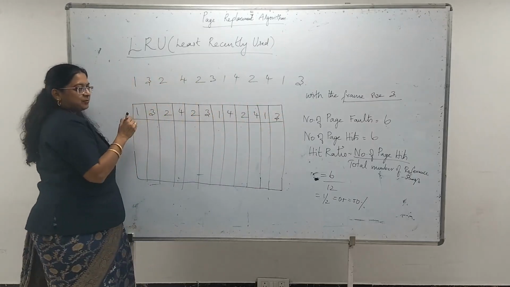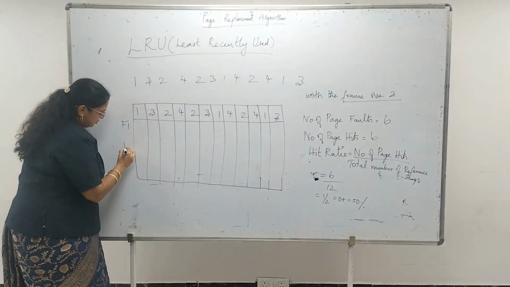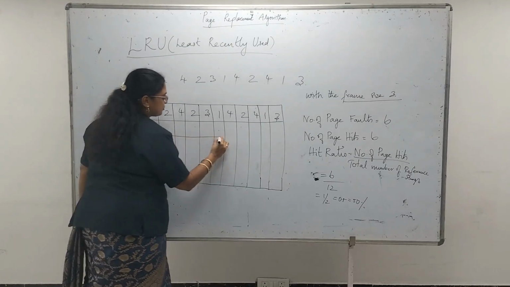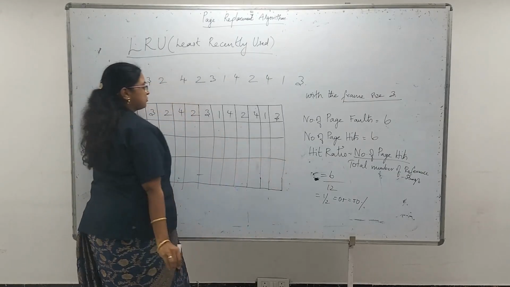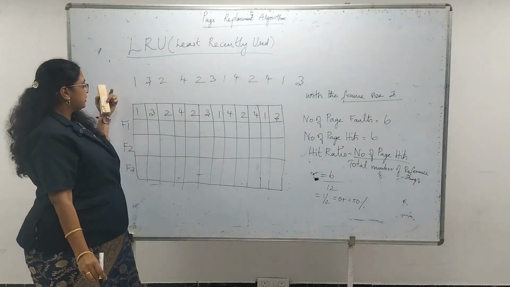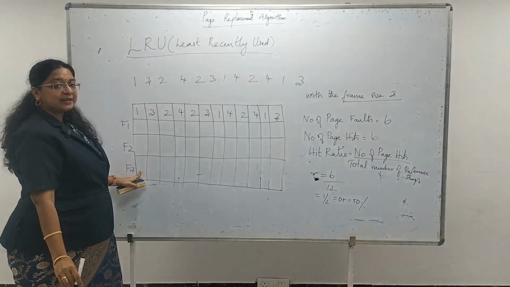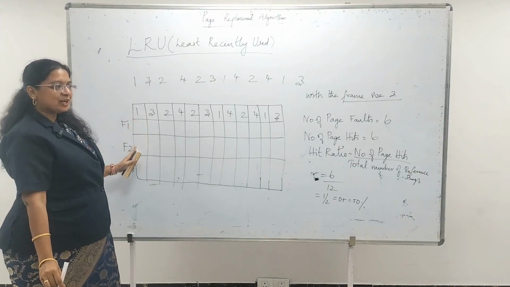Here again your frame size is 3: F1, F2 and then F3. In the same way, here also your frames are empty. There is no data in your memory space. So now we are going to insert each and every page into your frame.